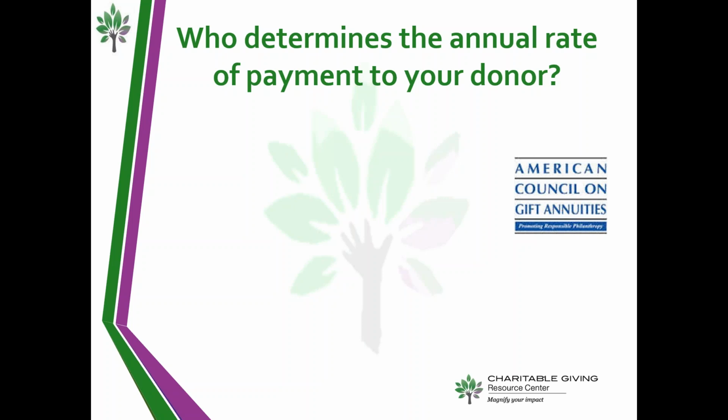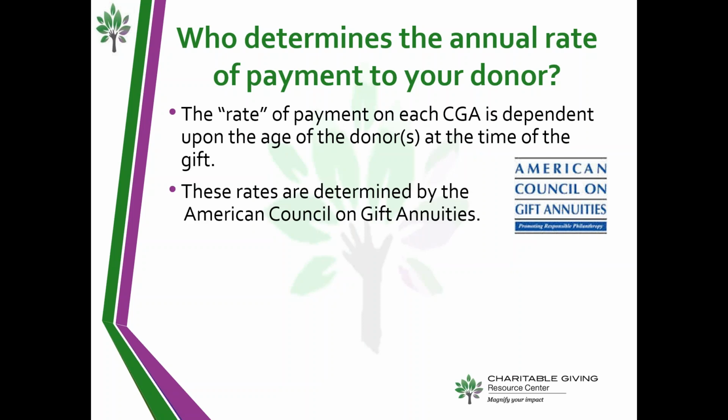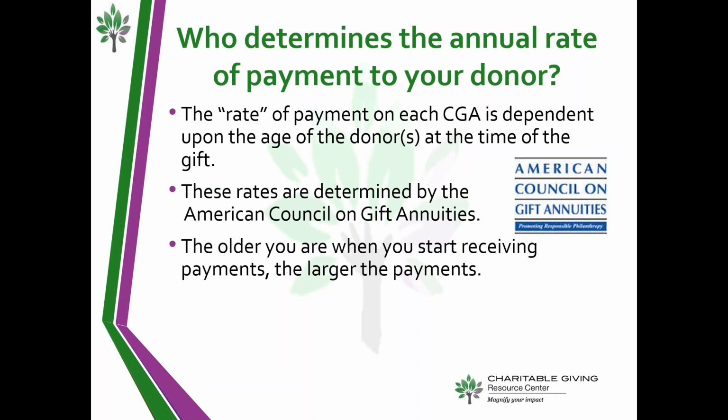Okay, so how do we determine the annual rate of payment to your donor? Well, we don't determine that. You don't determine that. We rely on the American Council on Gift Annuities to set that rate. And if you follow that rate, which we highly recommend, that is the rate that they will receive for the rest of their life. The American Council determines those rates. They will change them occasionally. Right now, we're based on the table that was last approved back in November of last year, which didn't change from the prior April. The American Council meets on a regular basis to set these rates.